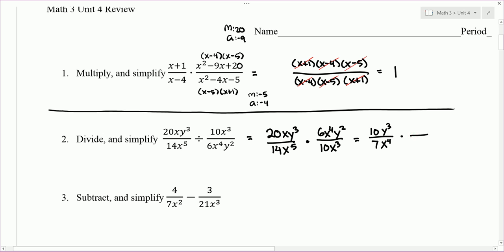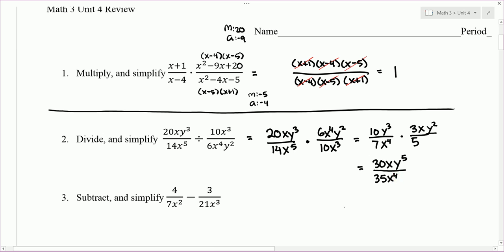The second fraction, you can divide both 6 and 10 by 2 and get 3 over 5. x to the fourth divided by x to the third. You subtract the 4 and the 3, you get x to the power of 1. We typically don't write that 1. And y squared. Now I'm going to multiply those two fractions together. You multiply the numerator times the numerator and get 30x y to the fifth power. I'm adding the 3 and the 2 together, those exponents. And then 7 times 5 is 35, x to the fourth.